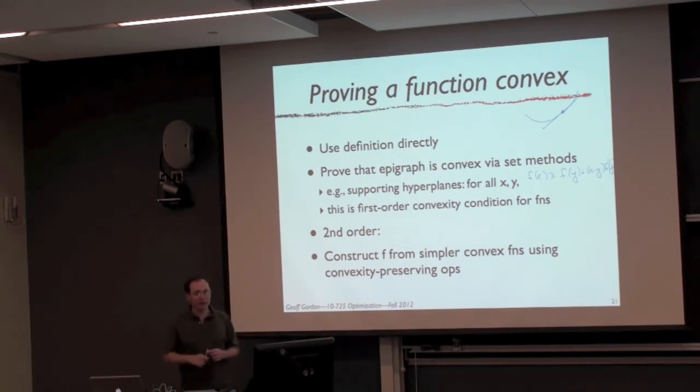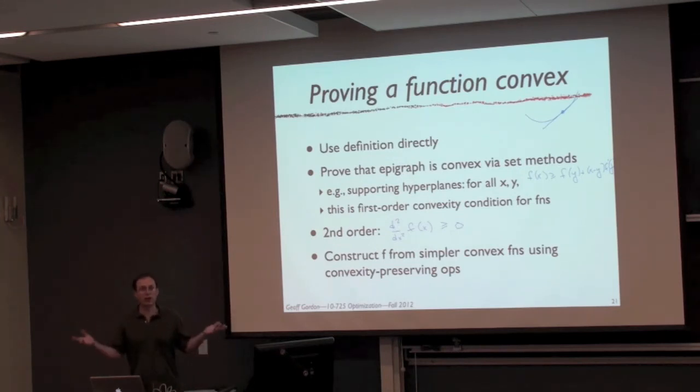You might guess from the fact that there's a first order that there's also a second order convexity condition. And that second order convexity condition is this. If we take the second partial derivative of f evaluated at some point x, that has to be always greater than or equal to 0. Right? So if you think of a parabola, that has a constant positive second derivative. And so that's a good example of a convex function.